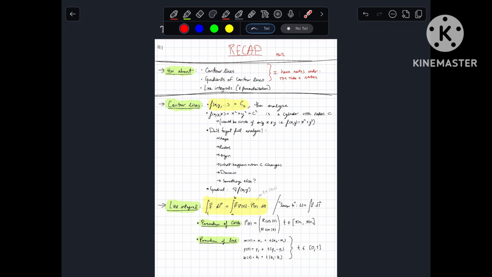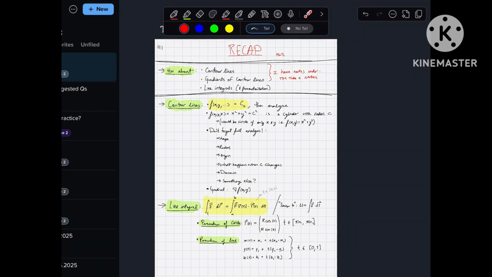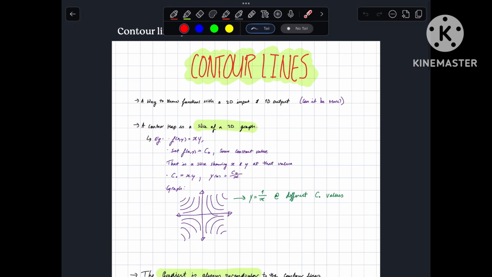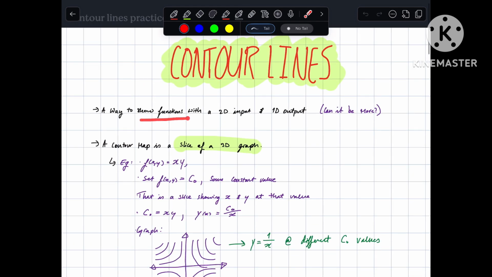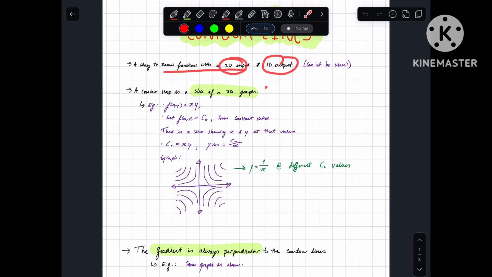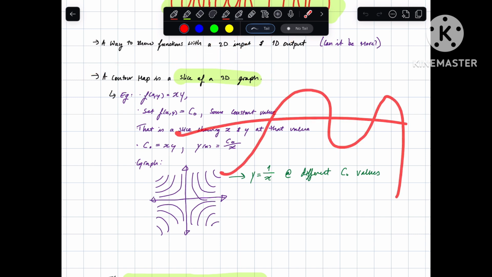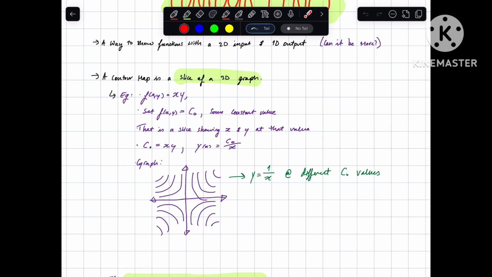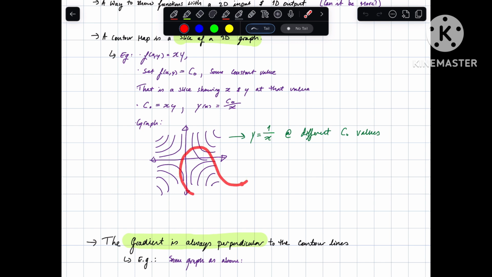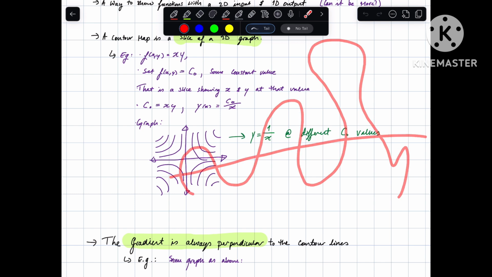Anyway, so contour lines. I have notes here, so we're just going to look through those notes that I made last semester. Contour lines are a way to show functions with a 2D input and 1D output. It's essentially a slice of a 3D graph. It's like if you have a mountain and you take a slice and then look at the slice from above, and the different lines on the slice show the elevation of the mountain. Or it would be more like mountainous terrain, and you could see the elevation using the contour lines.